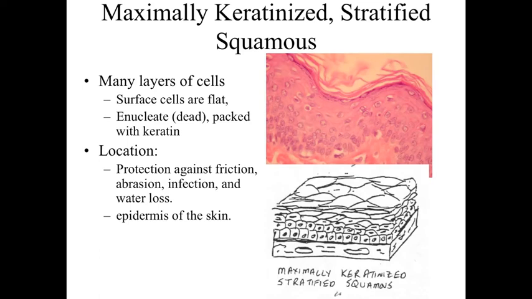So again, maximally keratinized means lots and lots of keratin. Stratified squamous means many cell layers, and the surface cells are going to be flat, but flat and dead. They're going to be enucleate cells. So we essentially have cell remnants packed with cytoskeleton along the outer surface of the skin.